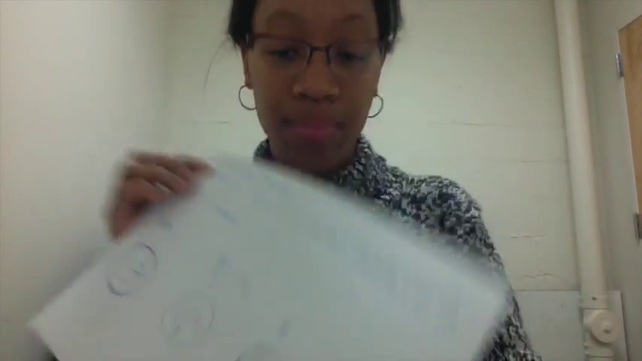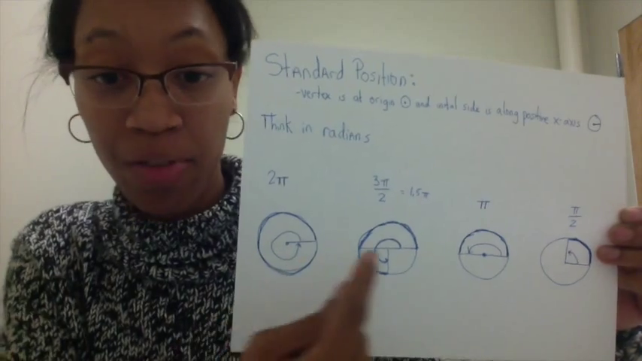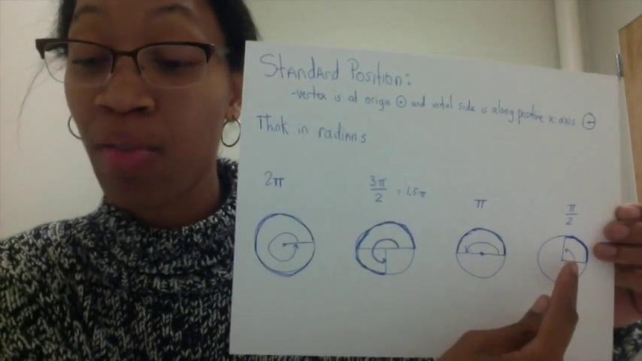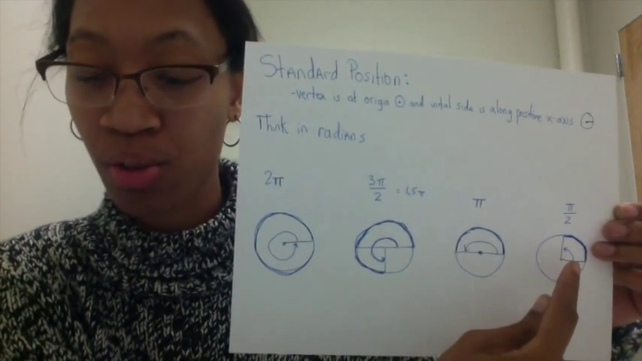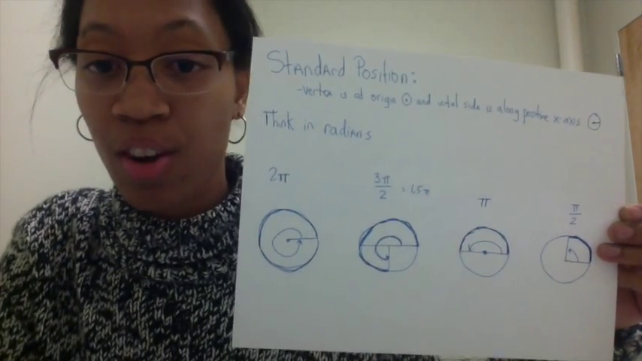So, good. And now we have a half of a pi. We know that a full pi is half of the circle. Well, half of that would be a fourth of the circle. Okay, great.